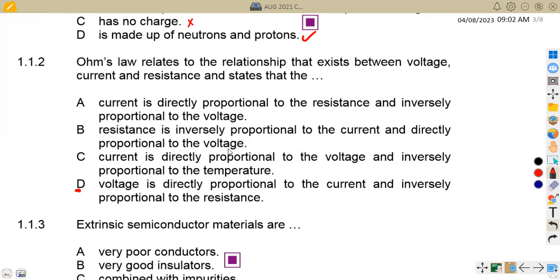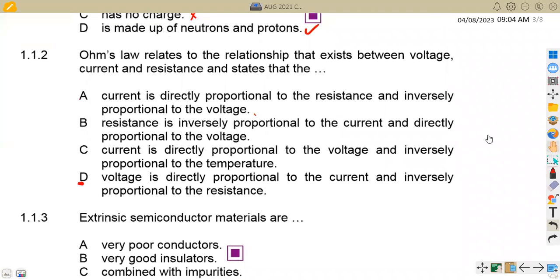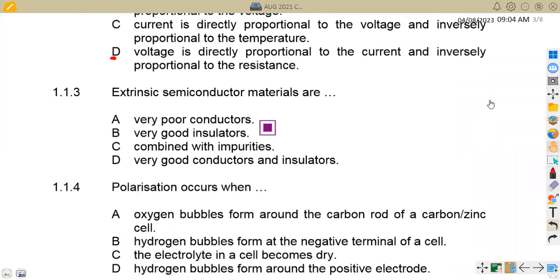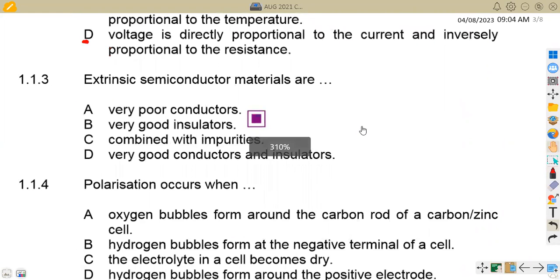Resistance inversely to, okay, current directly proportional to voltage and inversely proportional to temperature. Current directly proportional to resistance, inversely proportional to the voltage. All right, so it's proportional to the resistance. So of all the answers that we have, we can see that the D is the one that we can have as our final answer.